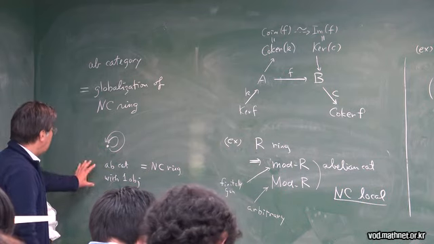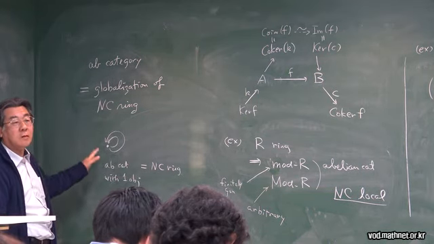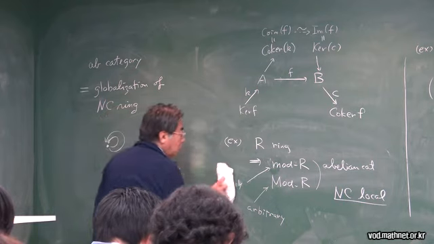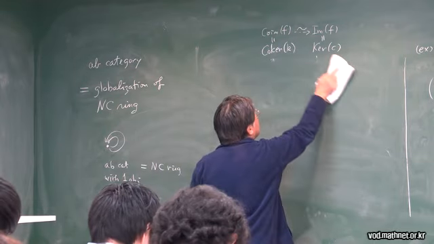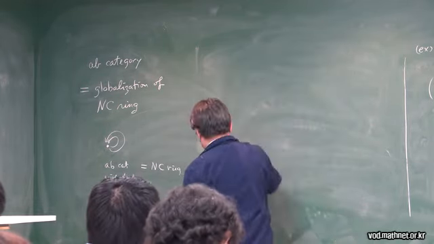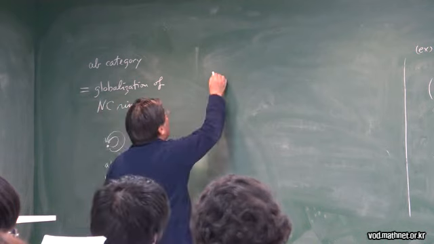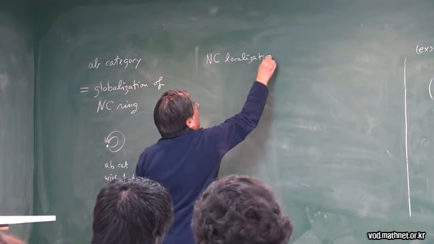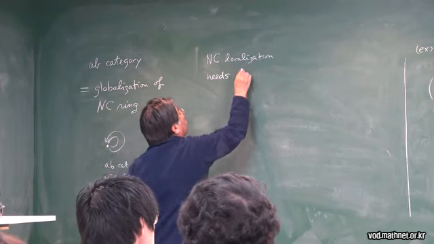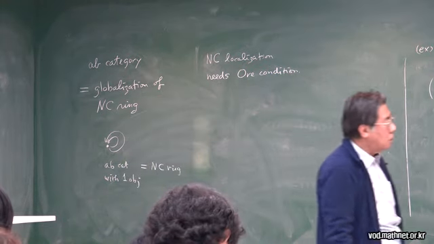A general Ab-category has more points, so that is the globalization of a non-commutative ring. But a non-commutative ring does not always have a localization. Localization behaves very well for commutative rings, but for non-commutative rings, localization is not so good. For this purpose, non-commutative localization needs the so-called Ore condition. I'd like to explain this.